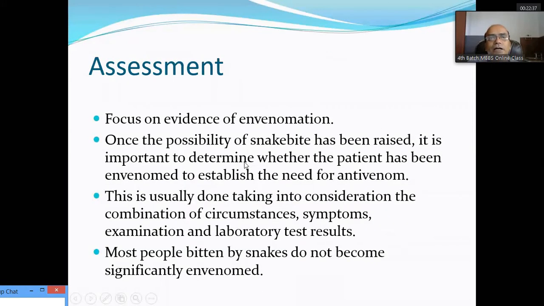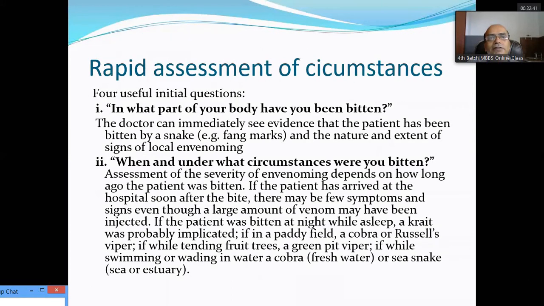Long-term complication assessment, first aid. Sometimes you may waste time in assessment of the snake, but a useful question in the initial part is: what part of your body have you been bitten? The patient may give the answer properly if there are clear-cut fang marks, and a patient may see the snake biting them, or even chase it to kill it. So sometimes the history is clear. Ask when and under what circumstances you were bitten, meaning in the home, in the field, in the sea, inside the water. So that gives some clues for your diagnosis.